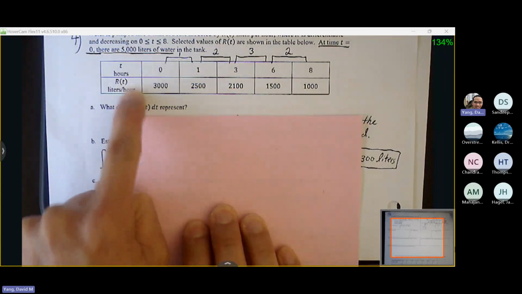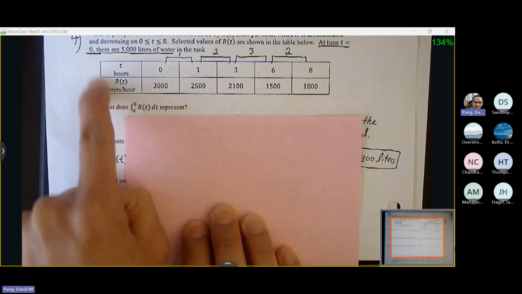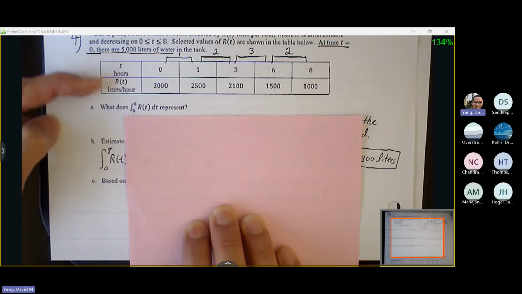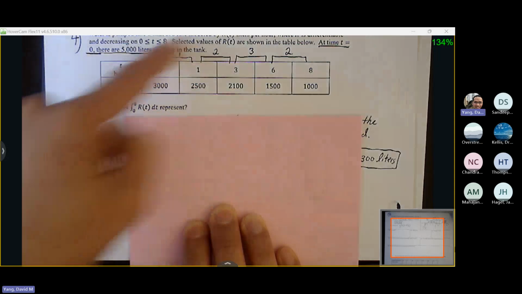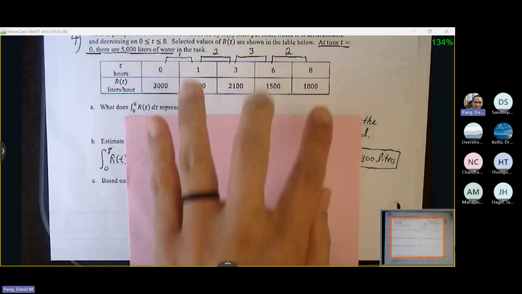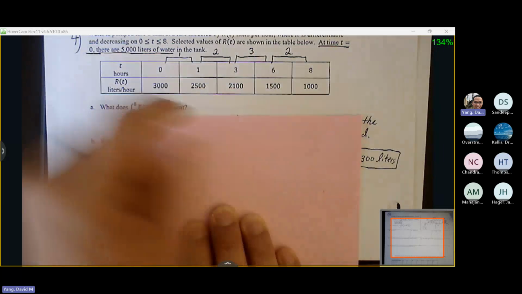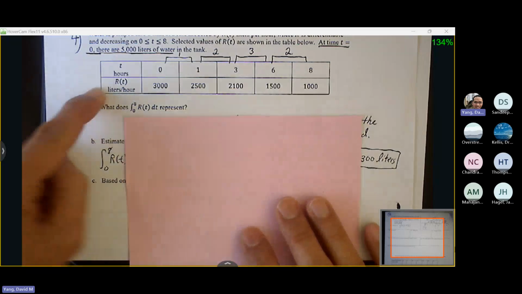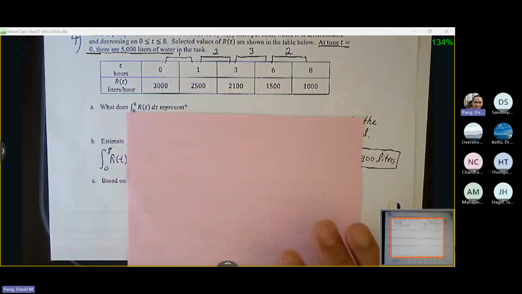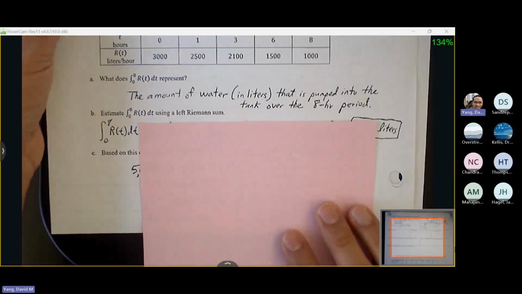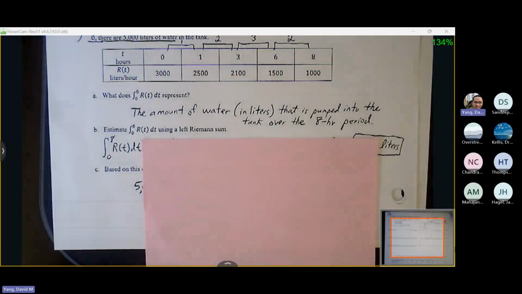This is no longer in terms of liters per hour. This will transform into what? In terms of just liters, right? Another way to think about it is that you're multiplying. This is area related, so not only are you multiplying your numbers, your width and height, you're also multiplying your units. So if we accumulate all these liters per hour over this 8-hour period, we're going to know how much actual water has been pumped into the tank in terms of liters.